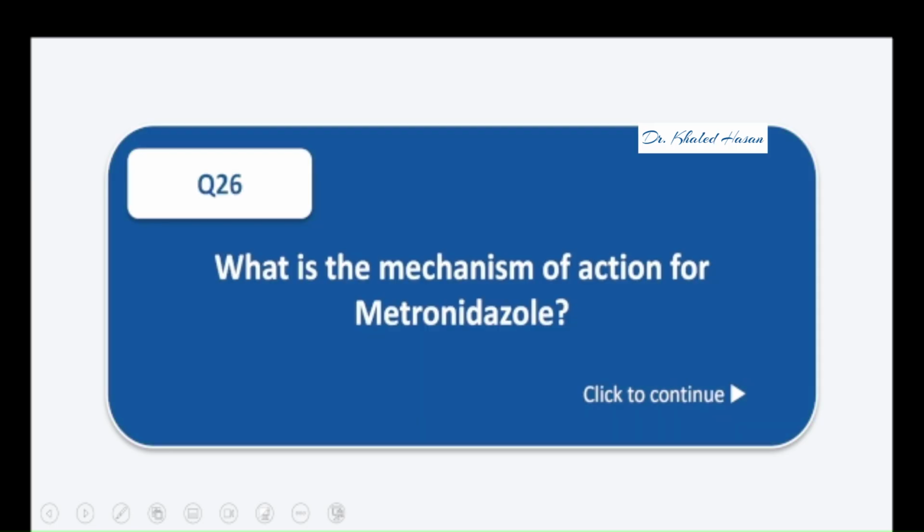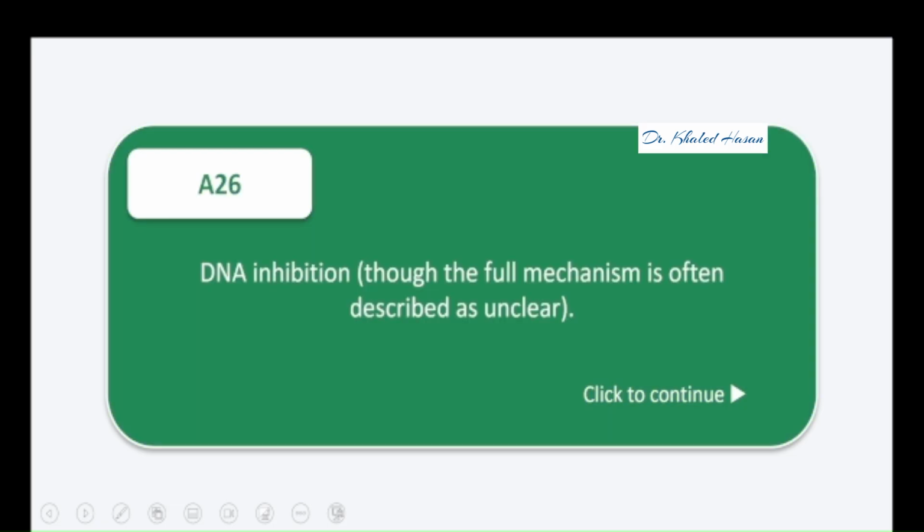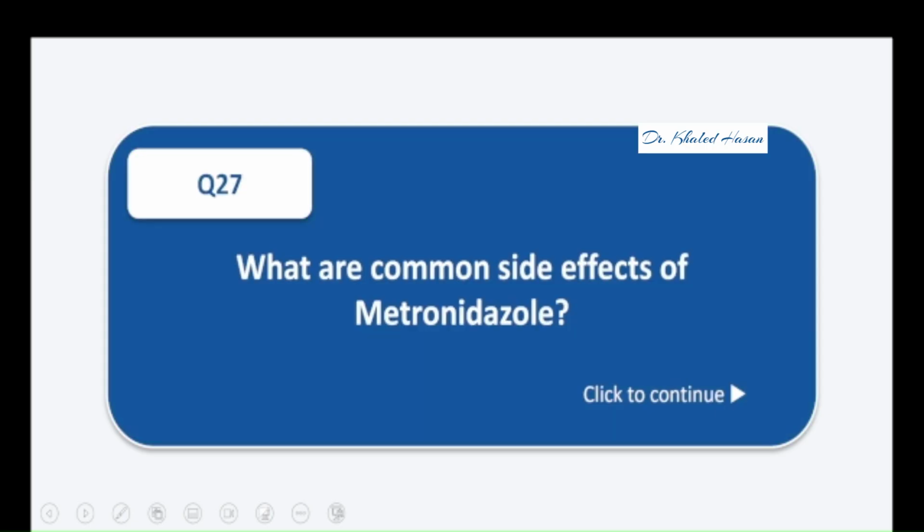What is the mechanism of action of metronidazole? DNA inhibition, though the full mechanism is often described as unclear. So metronidazole inhibits bacterial DNA, or microbial DNA.